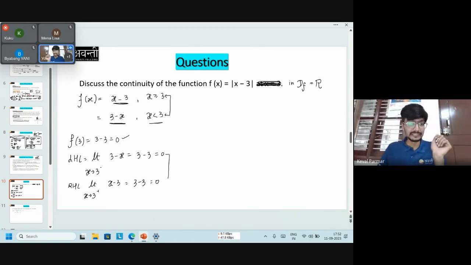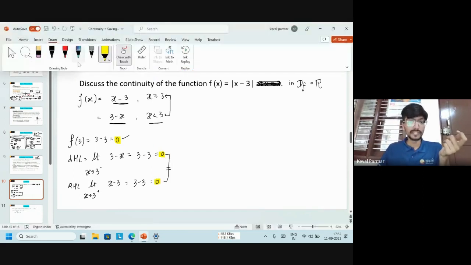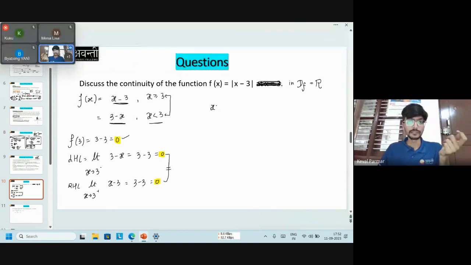Now check. LHL is equal to RHL, which means the limit exists. And the functional value and the limiting value are the same. We had already decided that the function is continuous for greater than 3, and continuous for less than 3. And now by this, we can say the function is continuous at x equal to 3. That means less than 3, greater than 3 and equal to 3 implies continuous for all x belonging to real numbers.